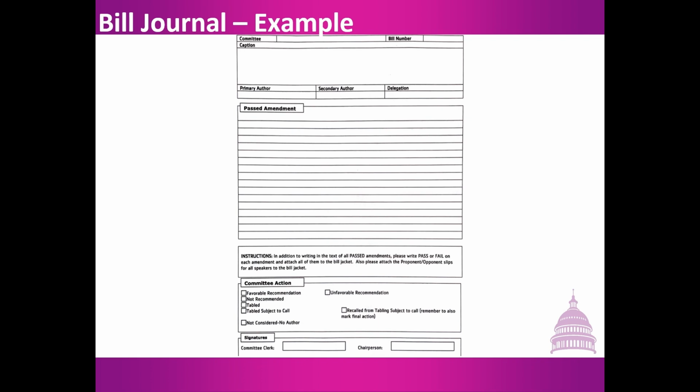In the past amendment section, you do not need to write out the entire amendment. Just summarize what the amendment wants to change and anything unique about it. Check the committee action box. Be sure it's the same as the bill jacket, and like the bill jacket, it needs to be signed by both the chair and the clerk.